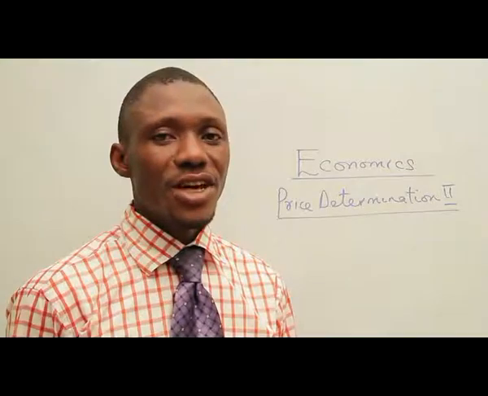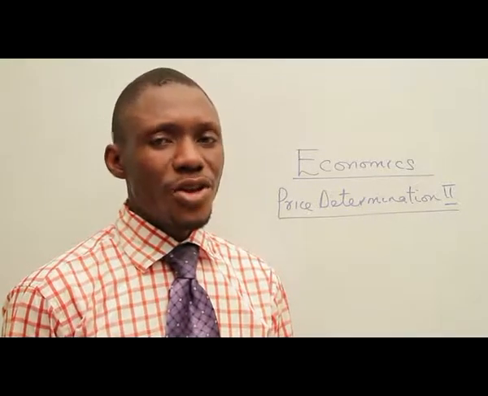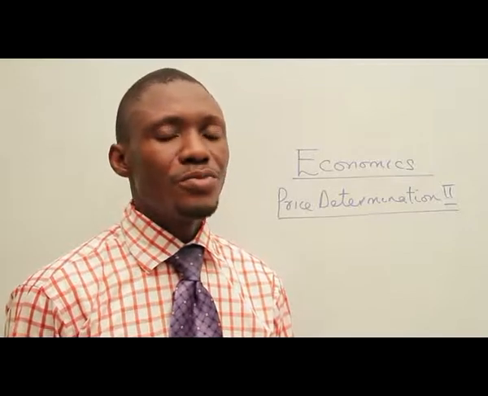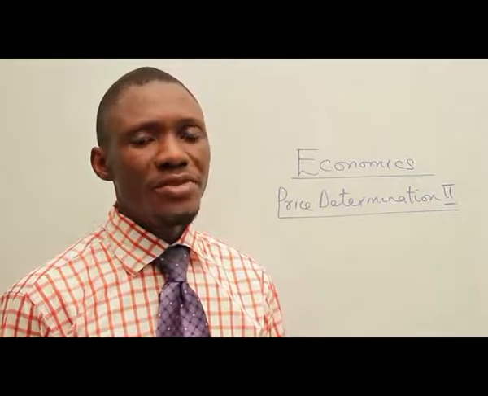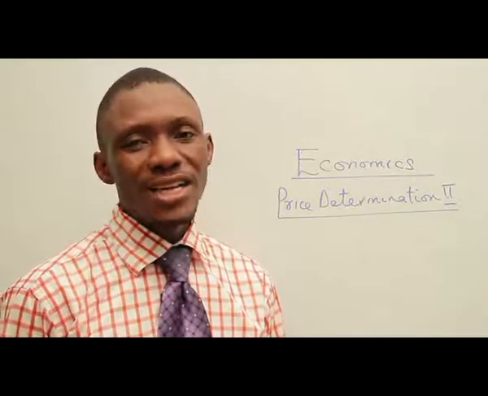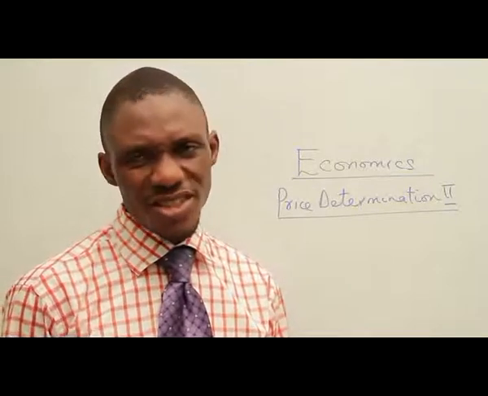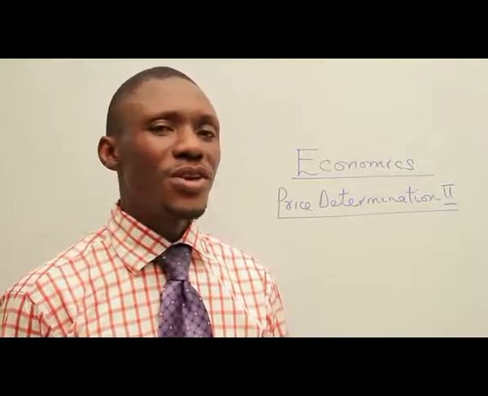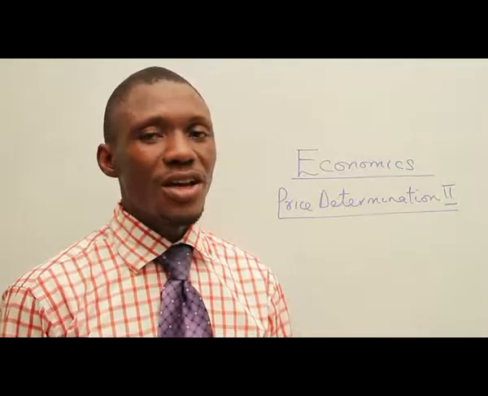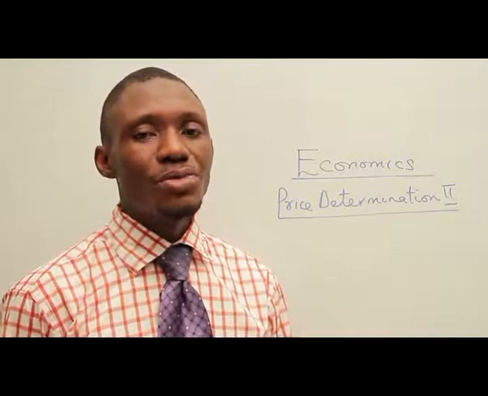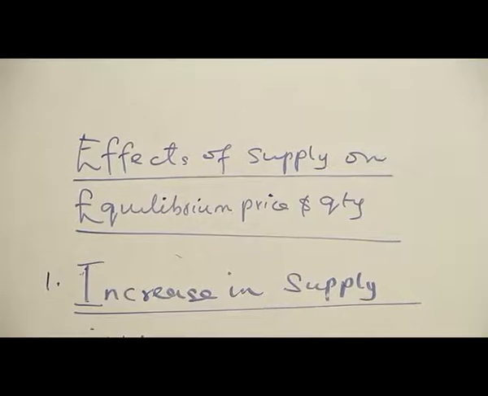In our economics class at this moment, we want to look at price determination 2. It's going to be the continuation of the last price determination that we have discussed. If you can remember vividly, we concluded our class with what we call the effect of demand on equilibrium price and equilibrium quantity. But for this one, we are going to look at the effect of supply on equilibrium price and equilibrium quantity. Likewise, what we call price control. Effects of supply on equilibrium price and quantity.